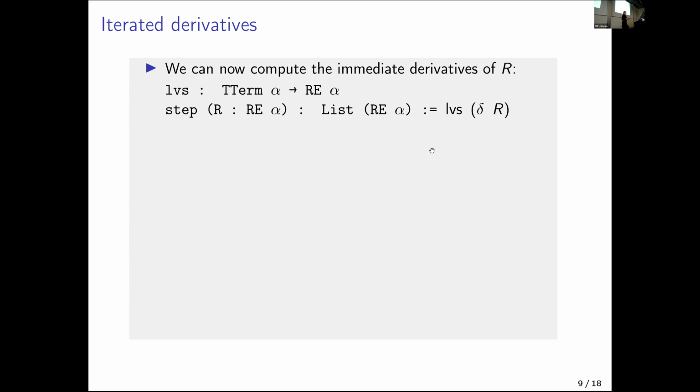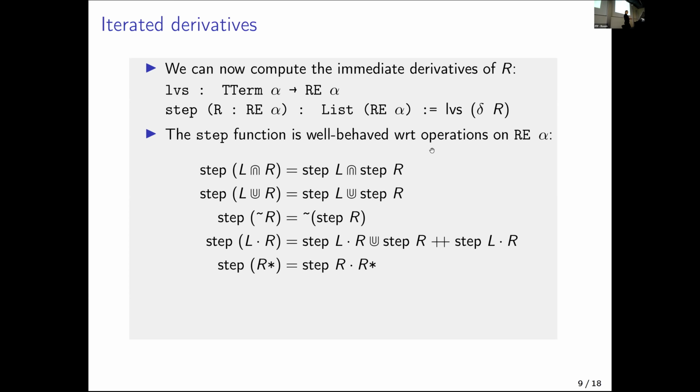So we would like to talk about the set of all iterated derivatives. So far, I can define this wrapper function step, which applies the symbolic derivative. So we get a tree, and then we simply collect all of the leaves because they exactly correspond to the potential next states.